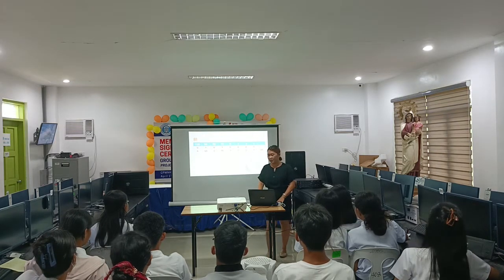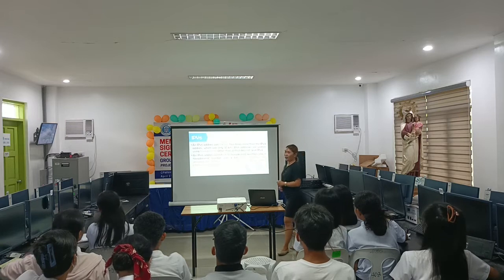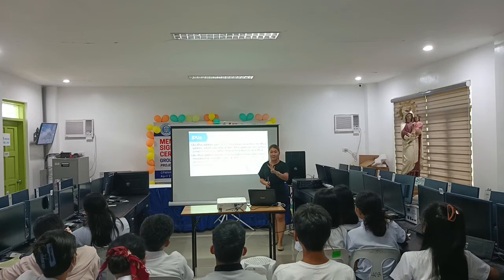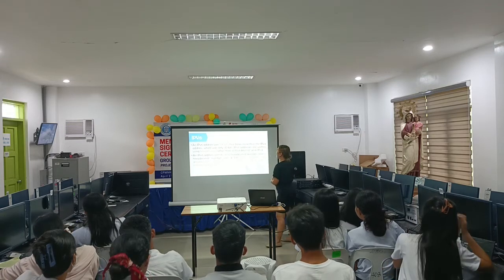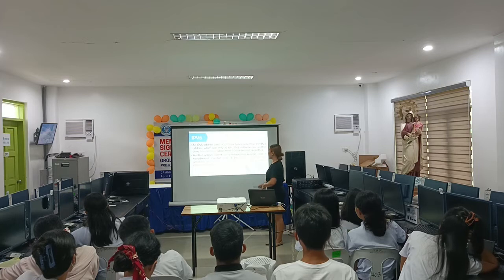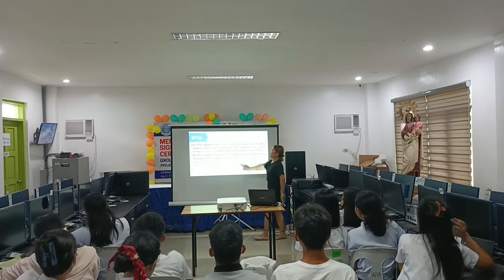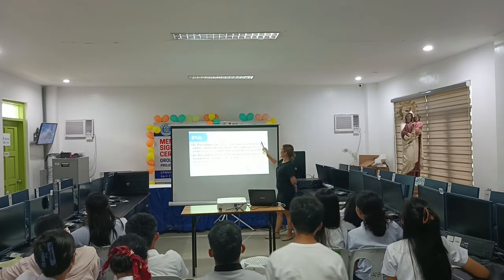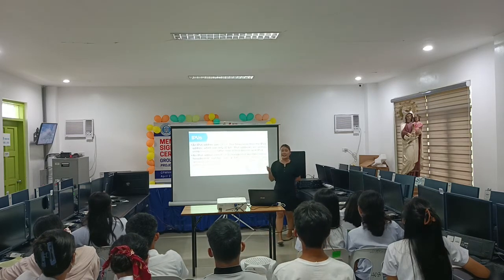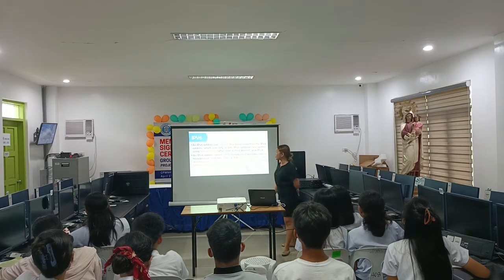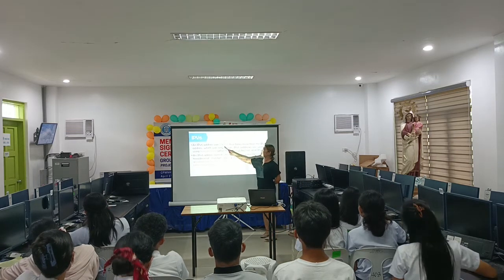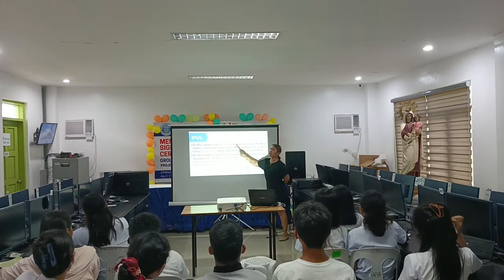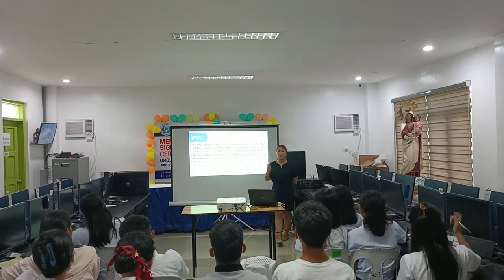Now let's proceed to IP version 6. If IP version 4 has only 4 groups, in IP version 6, we have 8 groups. It uses 128 bits. Since IP version 4 has 32 bits, in IP version 6, we have 128 bits, which is 4 times more than IP version 4.